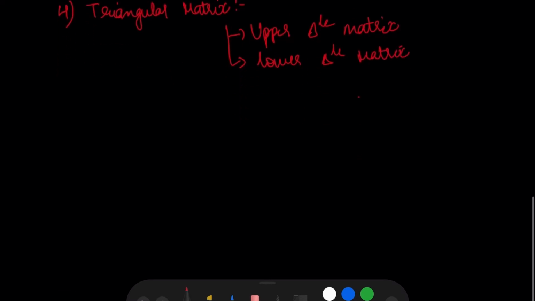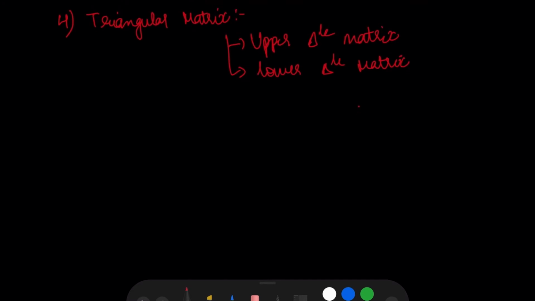So firstly, what is a triangular matrix? A triangular matrix is nothing but a matrix where either the elements that are below the diagonal are equal to 0, or the elements above the diagonal are equal to 0. Those types of matrices are called triangular matrices because they make a triangle kind of shape. That is the reason they get the name triangular matrix.